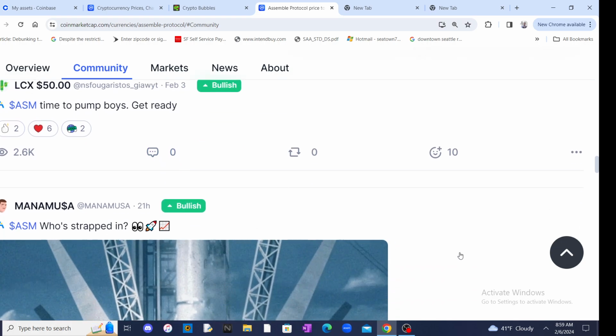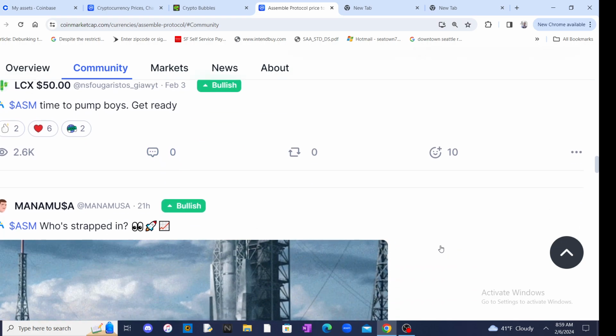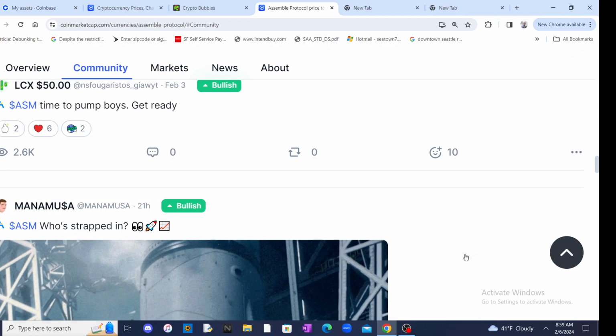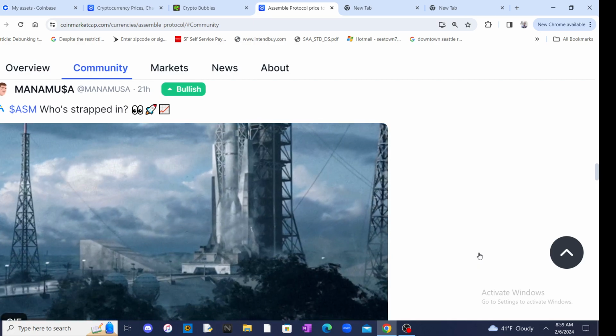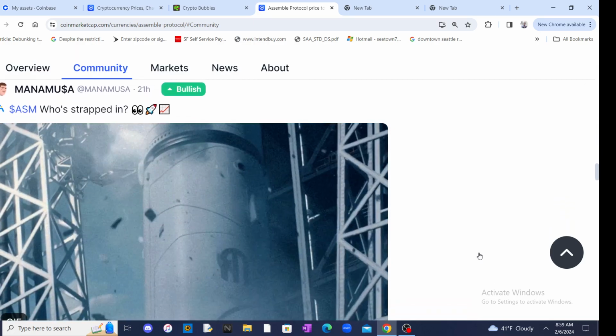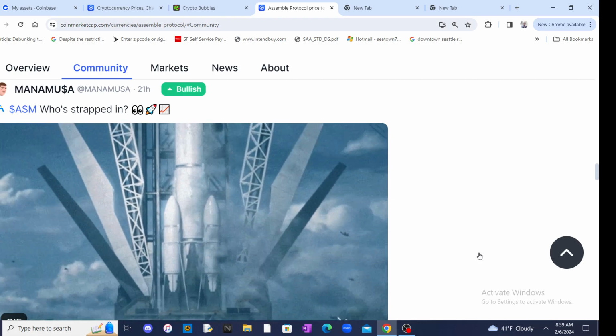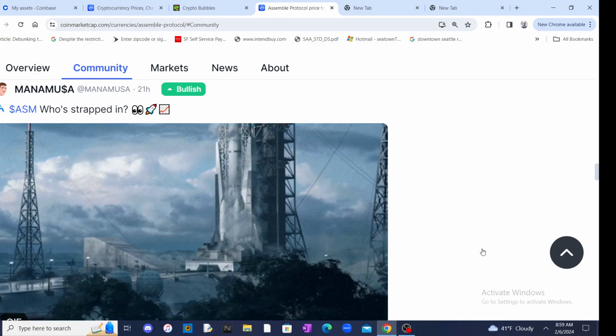Get ready. Who's strapped? You see him, who's strapped in. This is definitely, I like that. This is definitely going to the moon. I like that meme right there. It's pretty dope with the rocket.